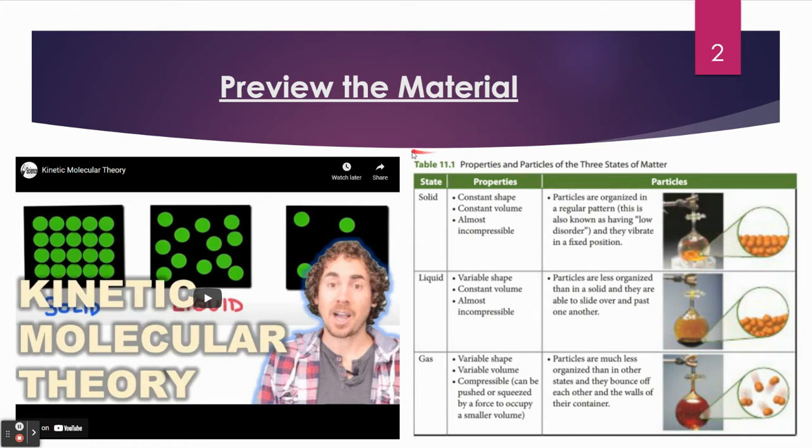So that's a brief overview of the characteristics of the states of matter by looking at their properties based on their particles, how the particles arrange. And there's a great video here that goes over that in a bit more detail if you'd like a greater understanding.